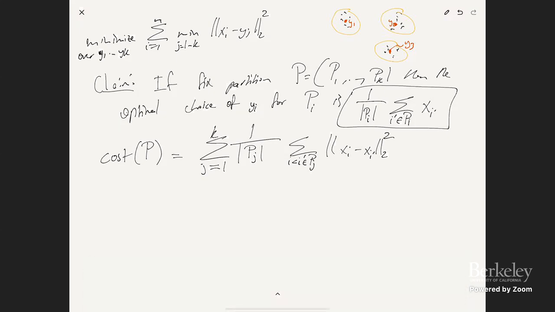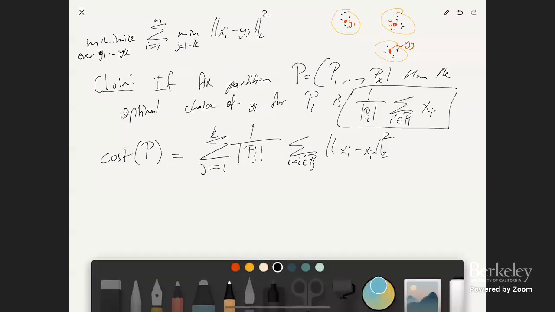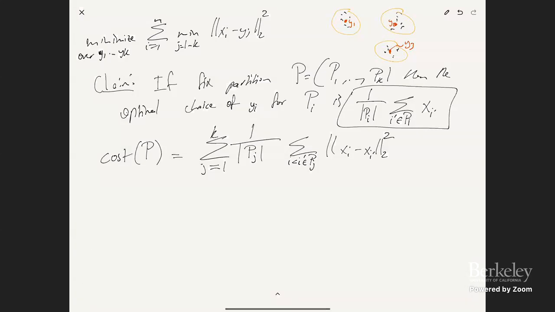And what this says is that the cost function now is a linear combination of squared distances between points in the original data set. And the coefficients in this linear combination are all non-negative. Okay, which means that if I'm able to approximate all these distances by 1 plus or minus epsilon, then the entire cost is approximated up to 1 plus or minus epsilon.